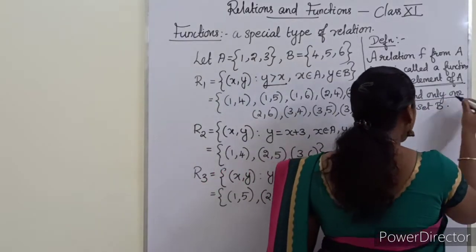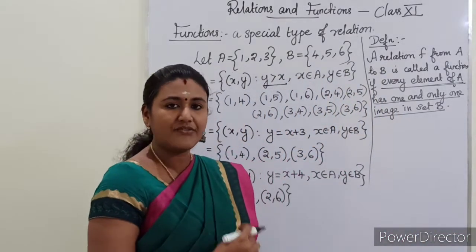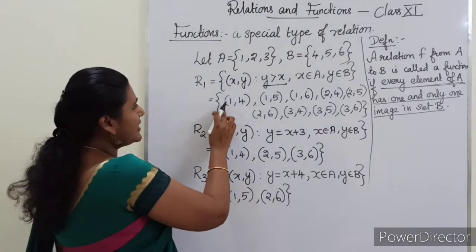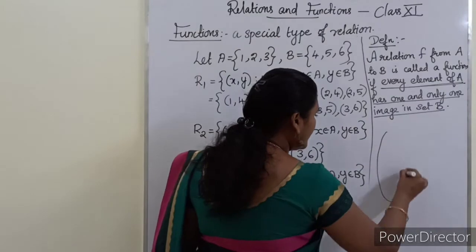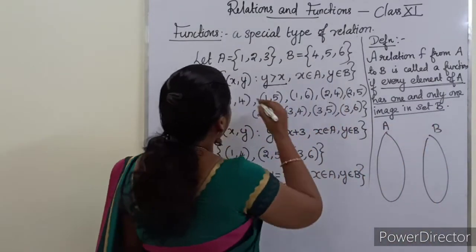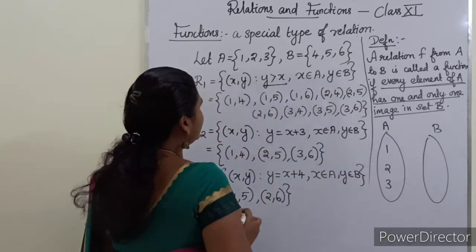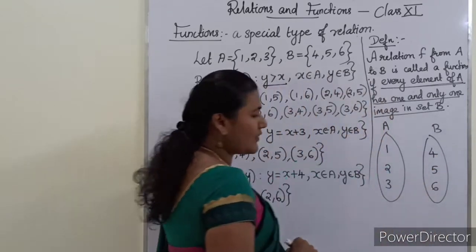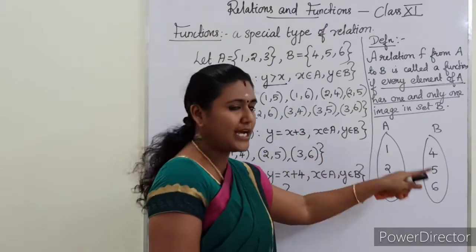If the relation satisfies this condition, then we can call that relation a function. Now we will start with the first relation. Here we are going to represent the relation in an arrow diagram. So I am going to draw set A and set B, and the elements 1, 2, 3 are the elements of the first set A, and 4, 5, 6 are the elements of the second set. I am going to represent this relation using an arrow diagram.